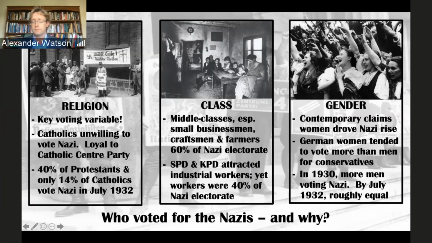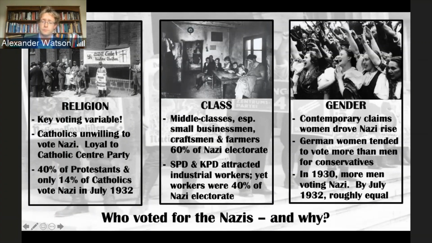Second key variable, class. Class is also very important, and indeed it's true the middle classes dominated, or at least were the most significant group within the Nazi Party electorate. Numerically, the dominant people were small businessmen, craftsmen and farmers, often called the old middle classes. And they were numerically dominant because there were so many of them willing to vote for the Nazi Party. But in terms of the group among whom the Nazis were most popular, it was actually the upper middle classes, but there were fewer of them, so they were outnumbered by the small businessmen, craftsmen and farmers. Lower middle class and upper middle classes comprise together 60% of the Nazi electorate, so middle classes are indeed very, very important.